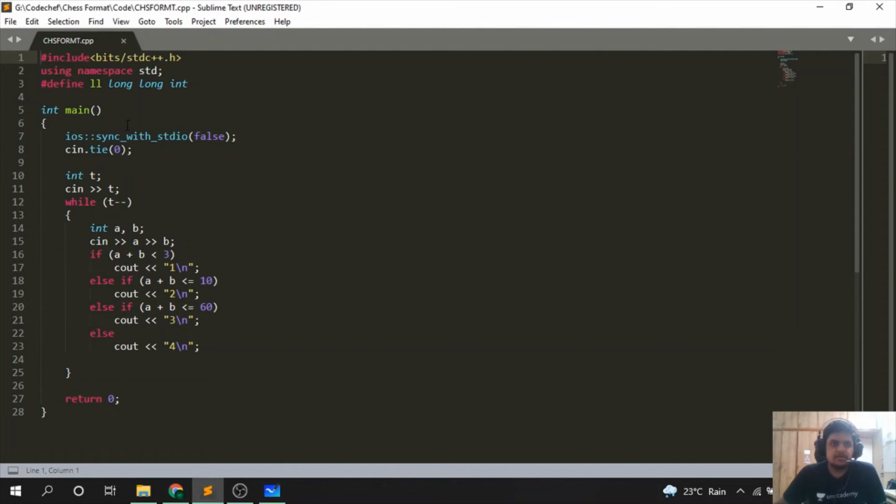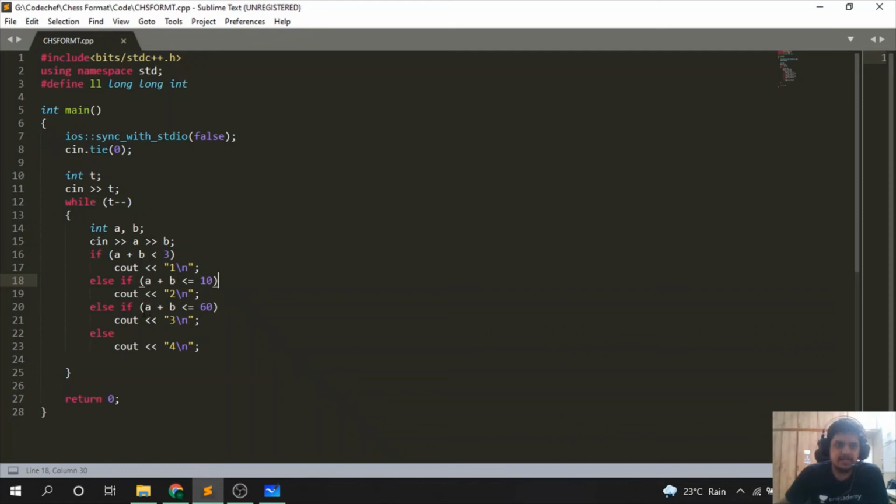Starting the implementation here, we take input the two integers a and b. We apply the first condition: if a plus b is less than 3, then it is the first case. If a plus b is less than or equal to 10, then it is the second case. Mind you that we don't have to write the whole condition over here, that a plus b is greater than or equal to 3, because if a plus b was not greater than or equal to 3, then it would have been covered in the first case, right? So just writing this will be enough.